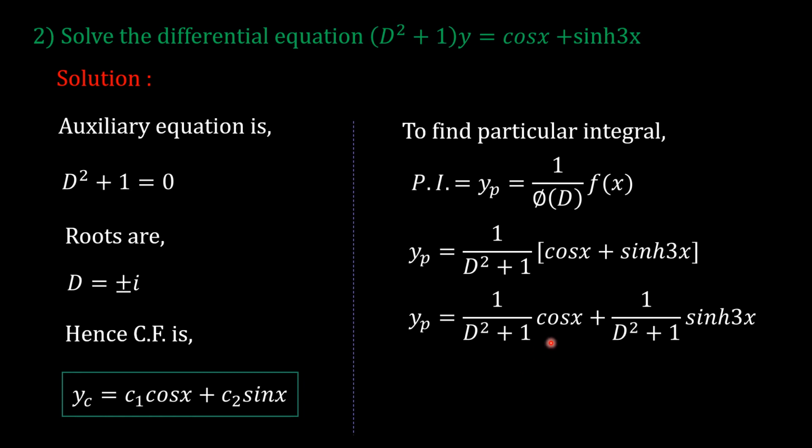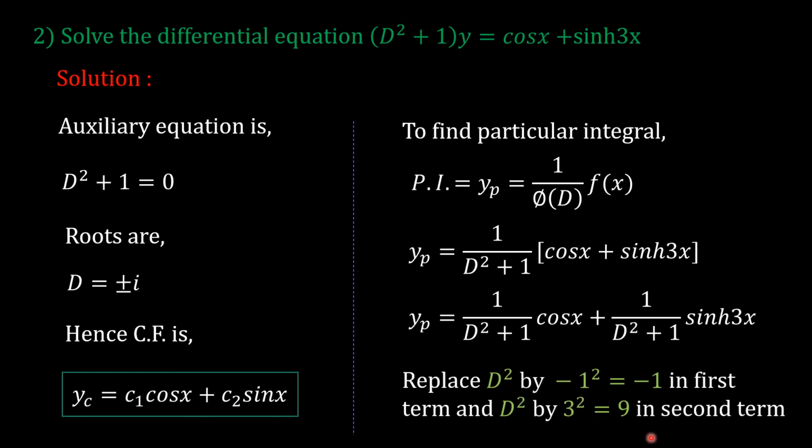The first function is the trigonometric function, and the second function is the hyperbolic function. We know that if the function is trigonometric, then we replace D square in phi of D by minus a square. That means here we replace it by minus 1. In the second term, it is a hyperbolic function, so we replace D square by a square, that is 3 square, which is 9.